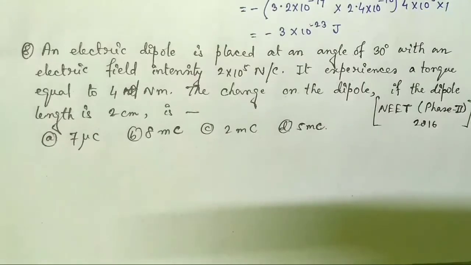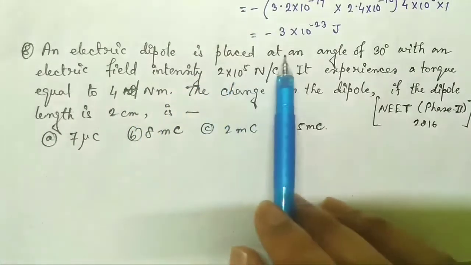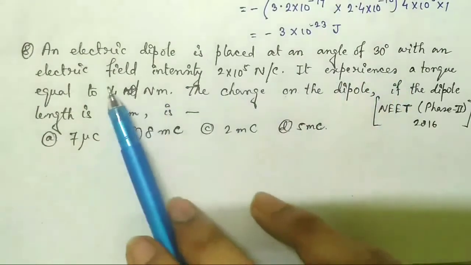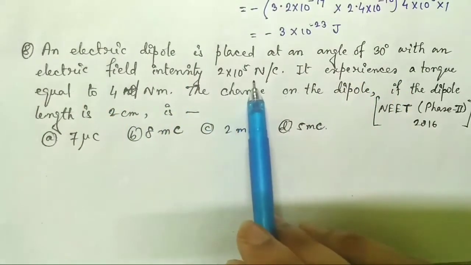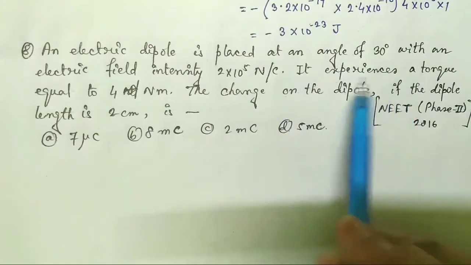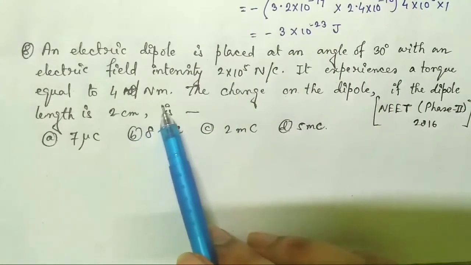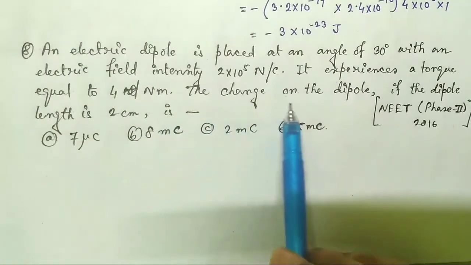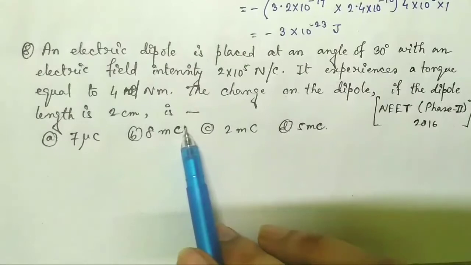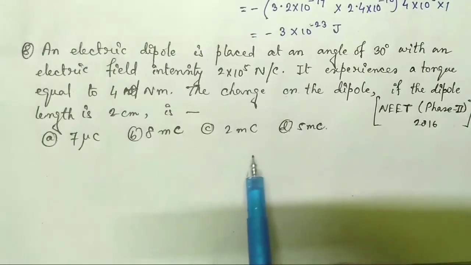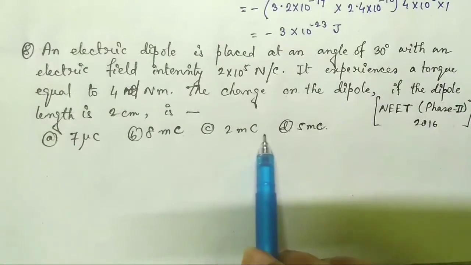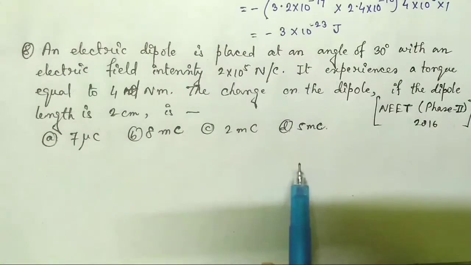Question number 8. An electric dipole is placed at an angle of 30 degree with an electric field intensity 2 into 10 to the power 5 Newton per coulomb. It experiences a torque equal to 4 Newton meter. The charge on the dipole, if the dipole length is 2 centimeter, is a previous year question. 7 microcoulomb, 8 millicoulomb, 2 millicoulomb or 5 millicoulomb.